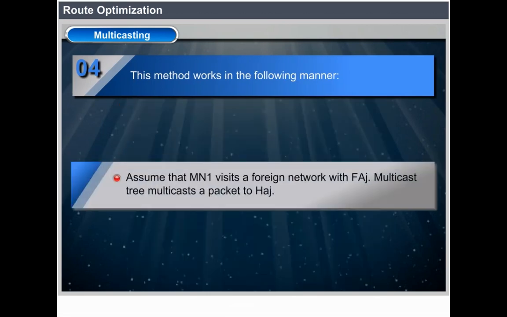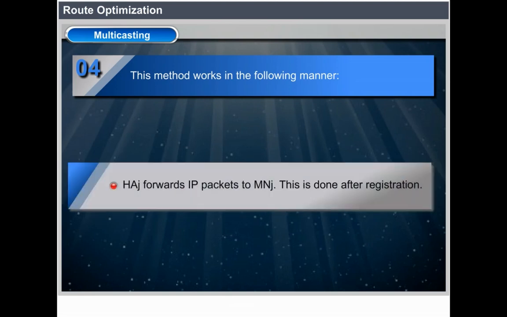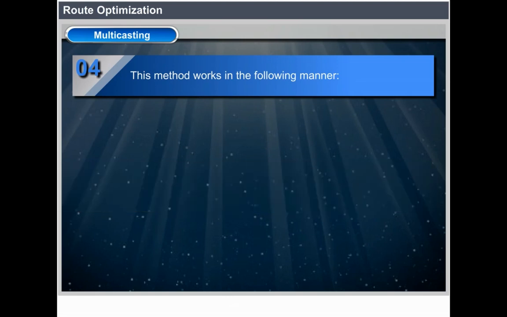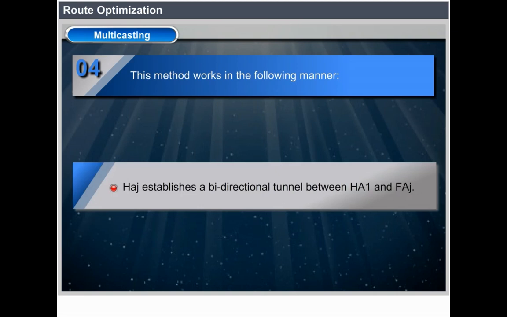Assume that MNL visits a foreign network with FAJ. Multicast tree multicasts a packet to HAJ. HAJ forwards IP packet to MNJ. This is done after registration. HAJ establishes a bidirectional tunnel between HAL and FAJ. HA transmits received multicast message or packet to MNJ.